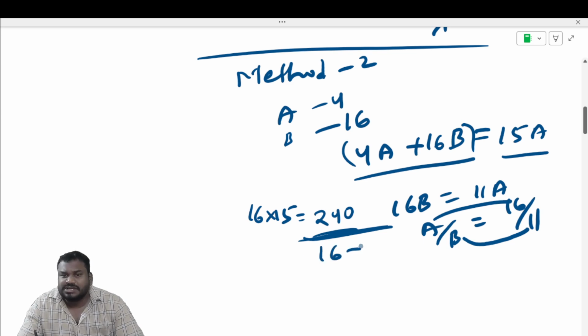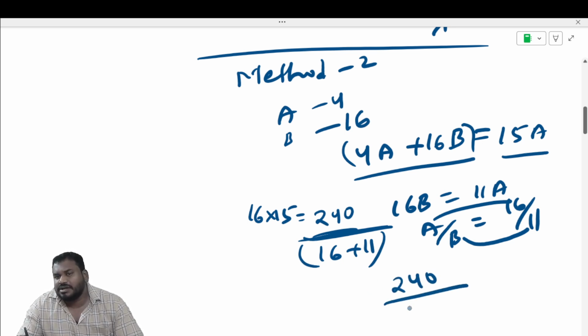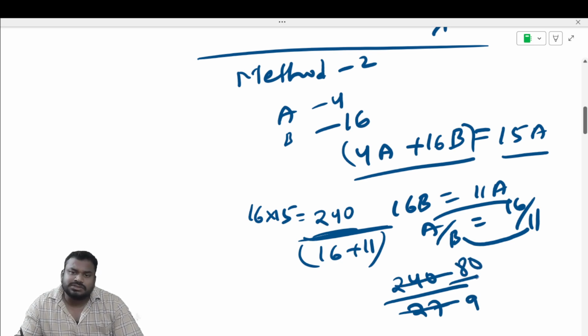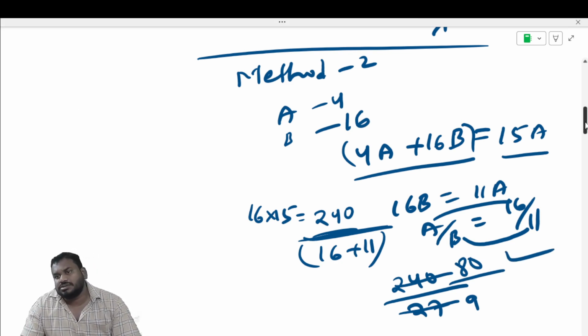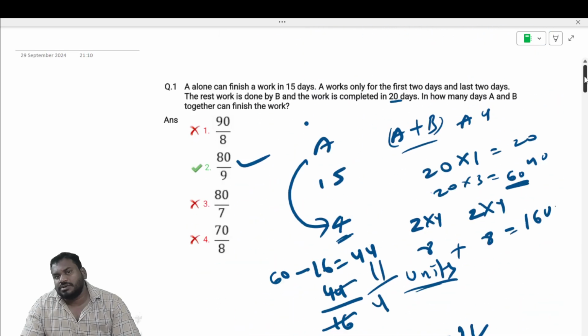So 16 plus 11 is 27, and the time is 240 by 27. Three 9s are 27, three 80s are 240. So 80 by 9. So like this also you can get the answer. These are the two ways of doing the same question. So based on your understanding, you can opt for any method. Okay.